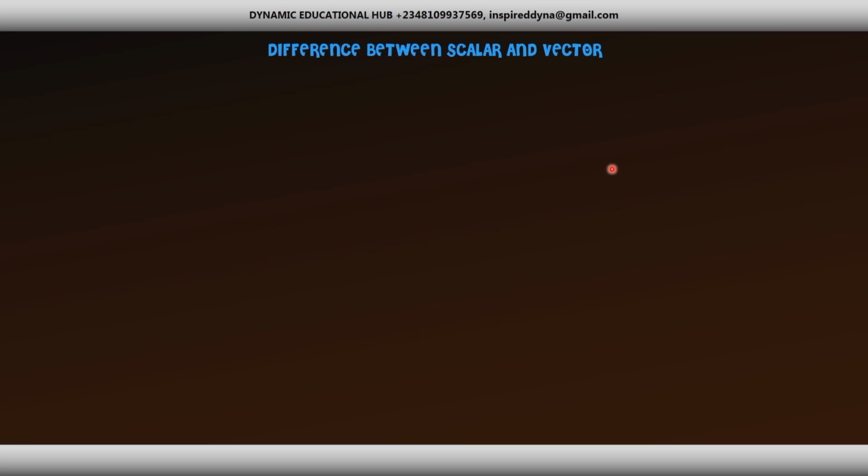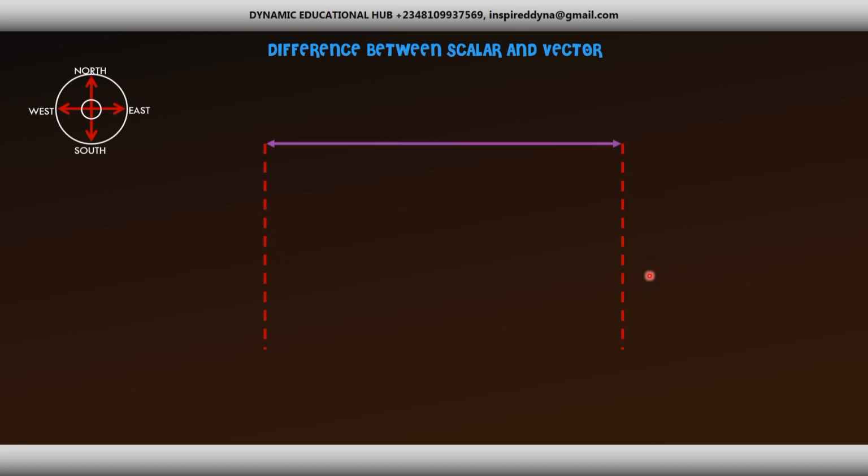Let's learn the difference between scalar and vector: distance, displacement, speed, velocity, and force. Now here, let's have this key. We all know this. This one is showing us direction. So we have the north, east, west, south, northeast, southeast, southwest, and the likes. So let's have these two reference lines as shown here, and let's have the distance between them, which is 100 centimeter.